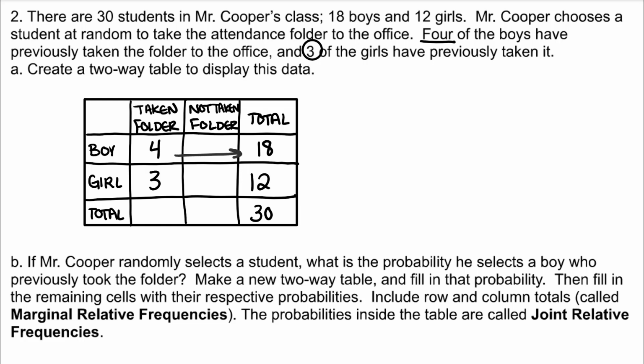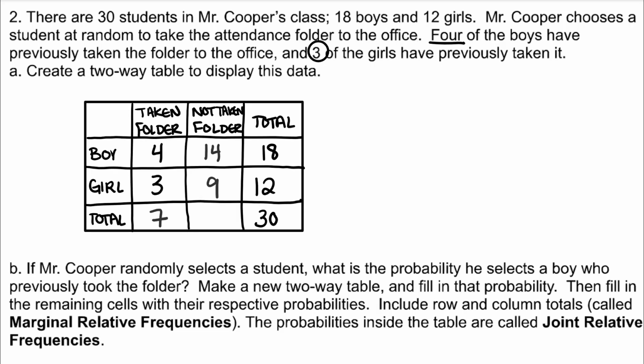4 plus what gives you 18? That would be 14. 4 plus 3 is 7. 3 plus what gives you 12? That would be 9. 14 plus 9 is 23. And then check that you did it correctly by adding up the row total and the column total to make sure it is truly 30, which I like to call the total.